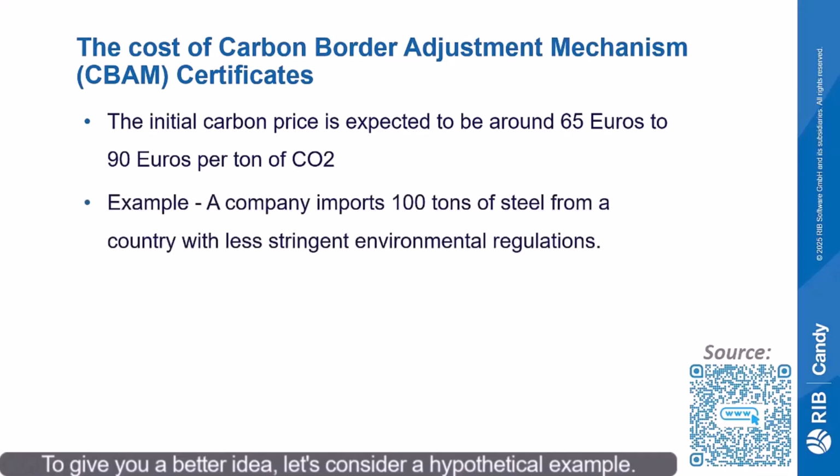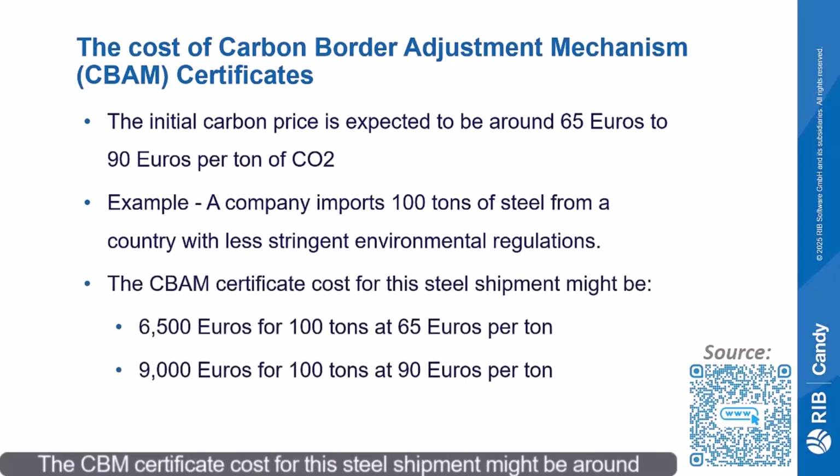To give you a better idea, let's consider a hypothetical example. A company imports 100 tons of steel from a country with less stringent environmental regulations. The CBAM certificate cost for this steel shipment might be around €6,500 to €9,000 for 100 tons at €65 to €90 per ton.